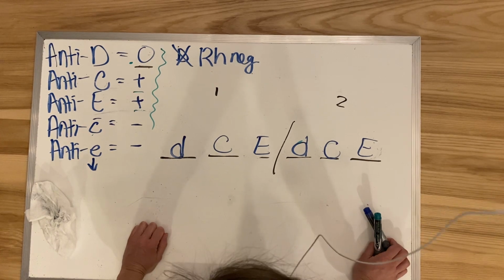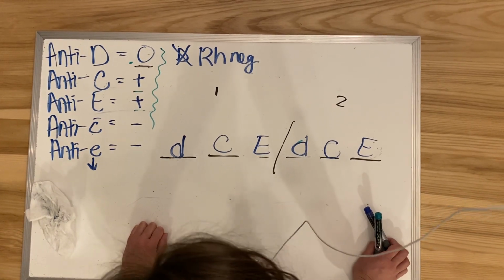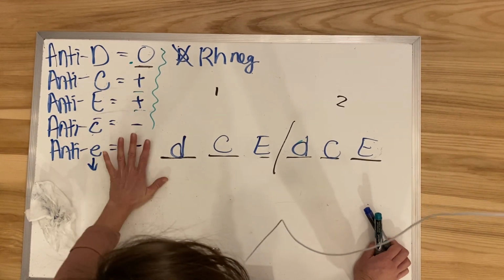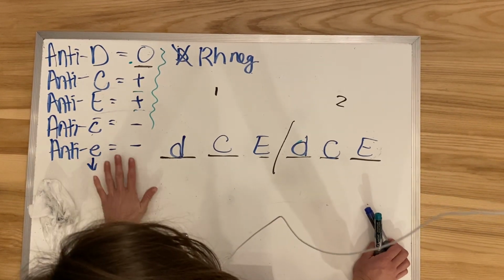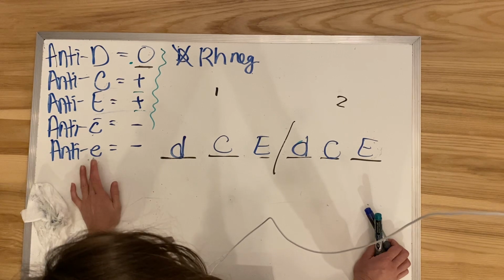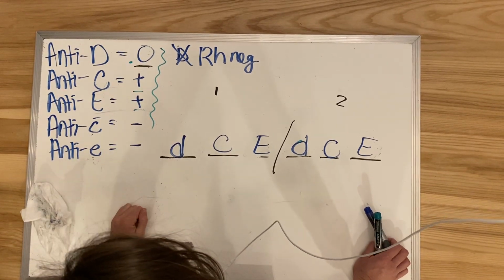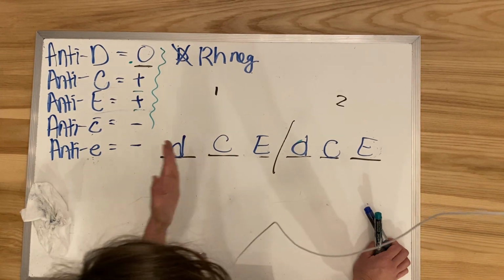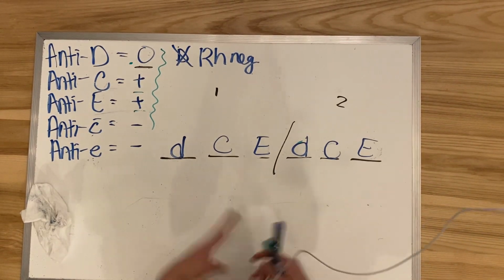Whatever your antigen testing results, this is antigen testing. This is what we call antigen testing. You use anti-sera with the patient red cells and you see what the results are going to be. So based on these results, you're going to fill in just like before. But the same rules apply.